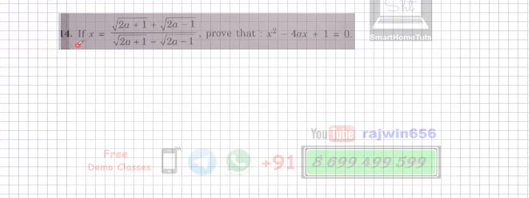Okay, question 14. If x is equal to (root of 2a plus 1 plus root of 2a minus 1) divided by (root of 2a plus 1 minus root of 2a minus 1), this is given to us. We have to prove that x square minus 4ax plus 1 is equal to 0.